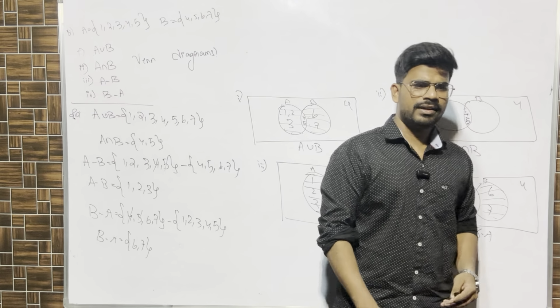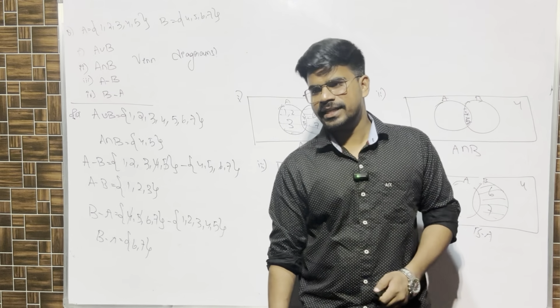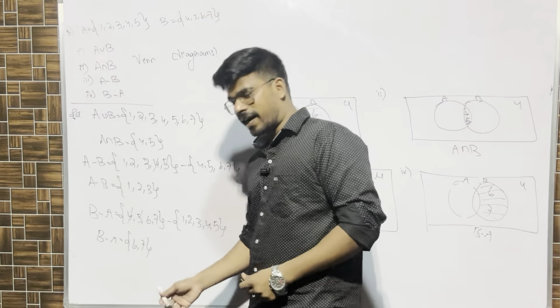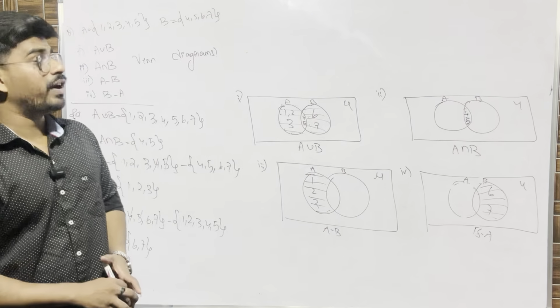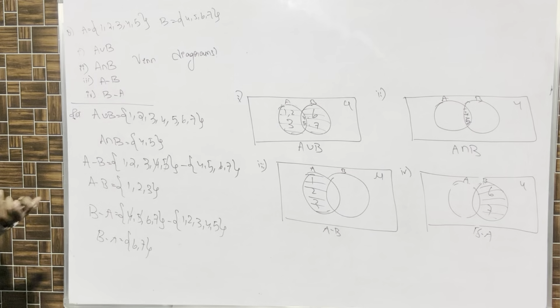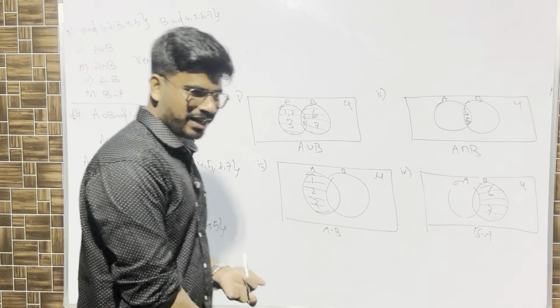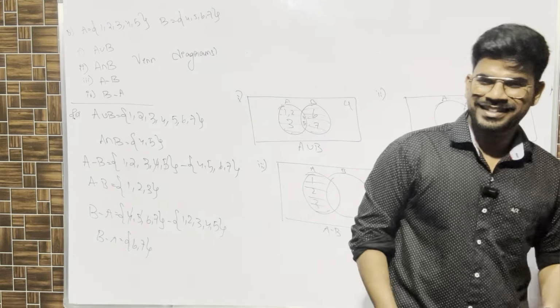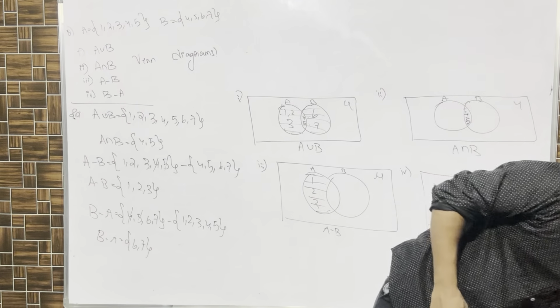Venn diagrams, union, intersection, minus: how do we write it and how do we represent it in the Venn diagram? If you know this, the 4 marks question is in your pocket.